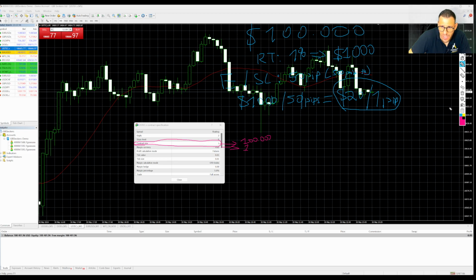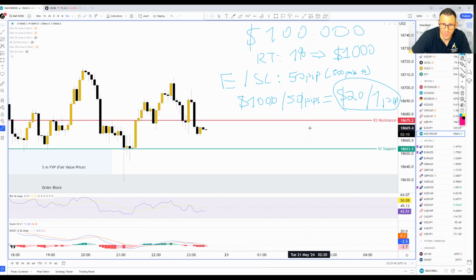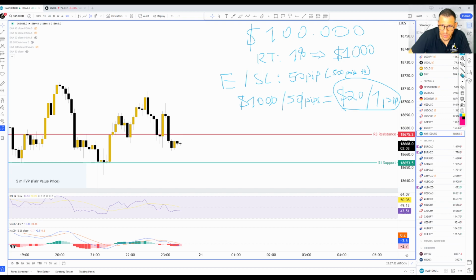Now, what it means is we keep the number 1 and we go back to the example. So we will multiply the 20 times 1. So this is going to give us, of course, 20. And that's the lot size you will input to the MetaTrader platform.